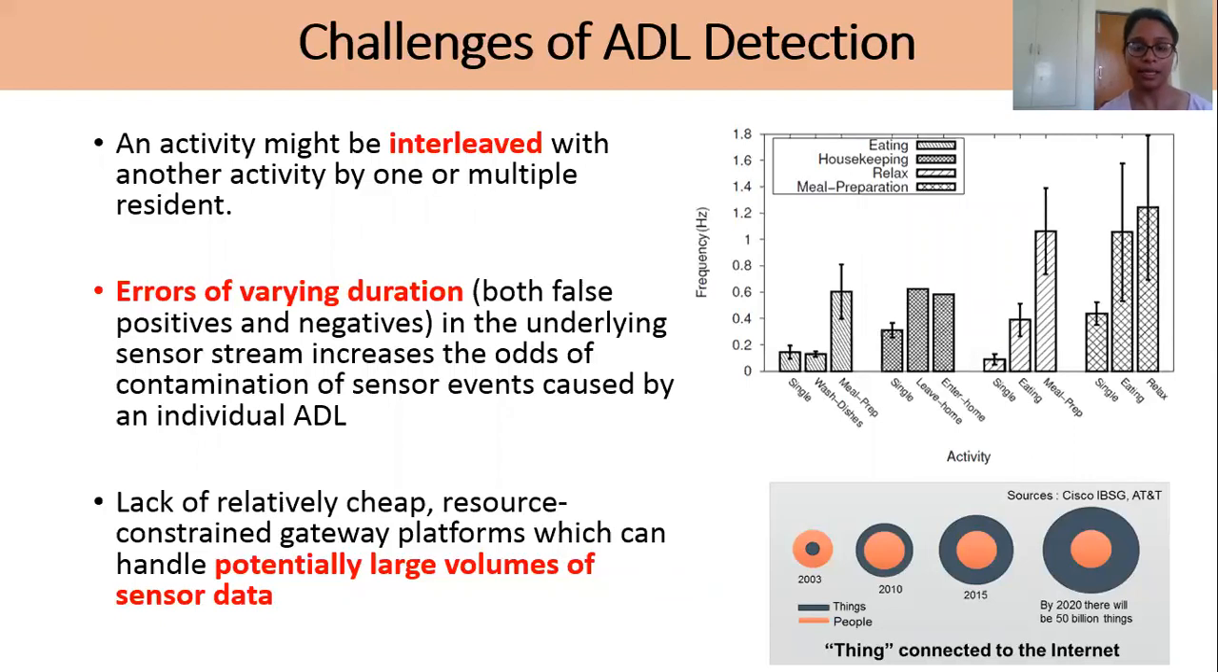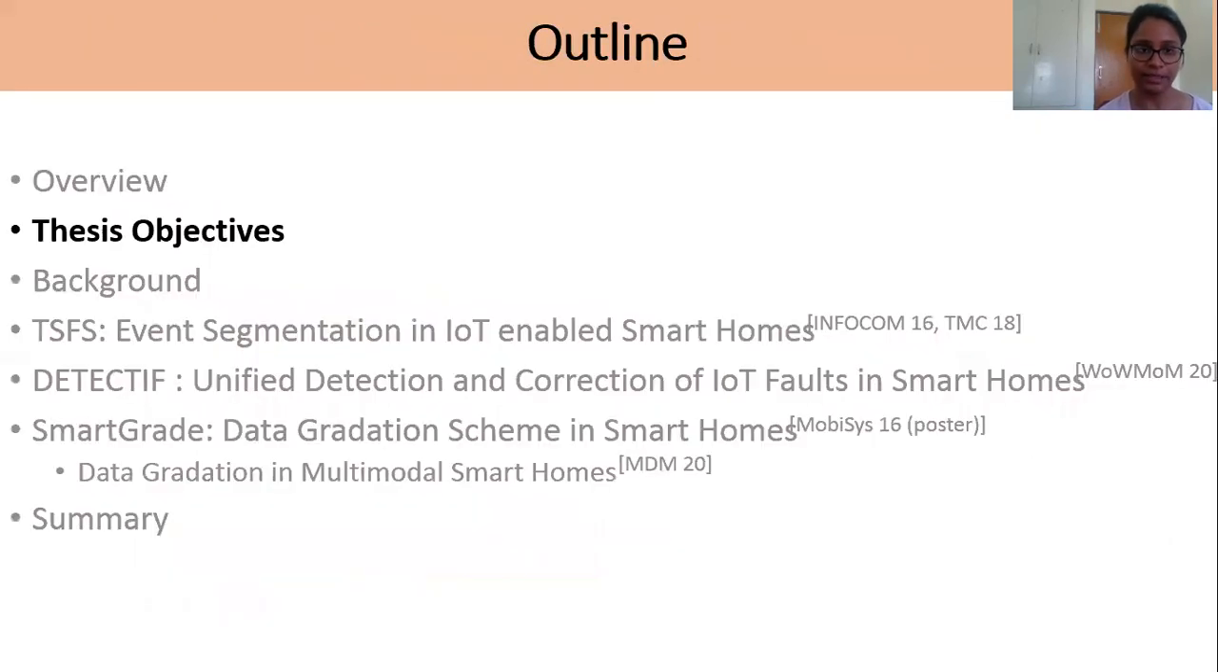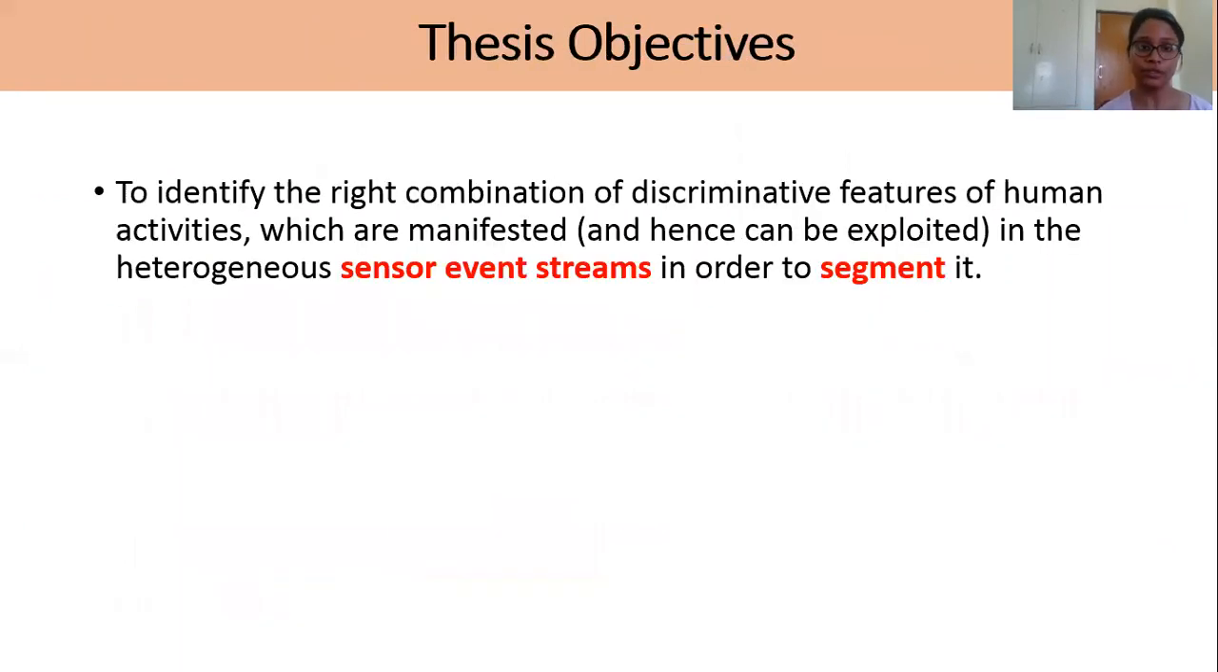So keeping in mind the challenges of ADL detection, let's talk about the objectives of this thesis. The first objective is: how do we demultiplex the sensor stream? If it is coming from different activities and getting multiplexed together, how do we look at a sensor stream and segment it properly by identifying the right combination of discriminative features of human activities? So that is the first objective.